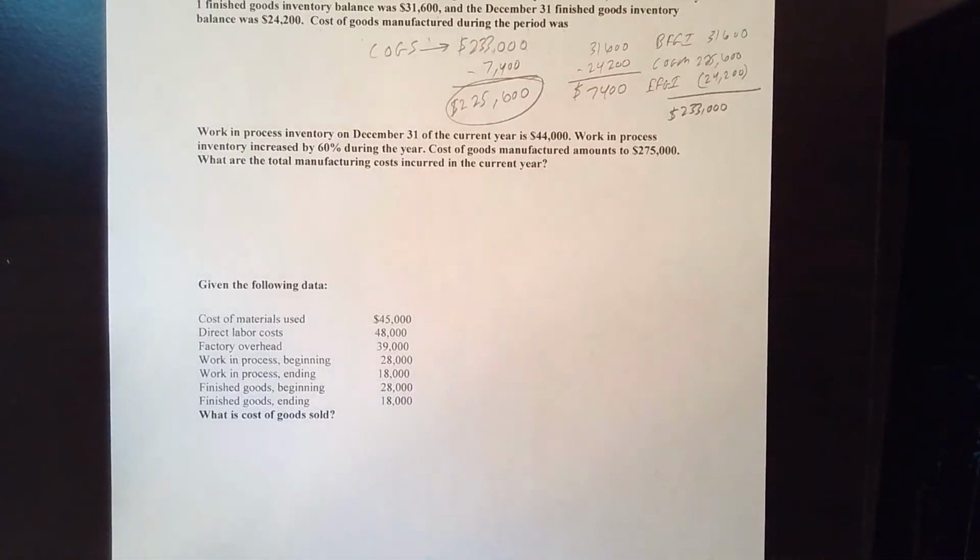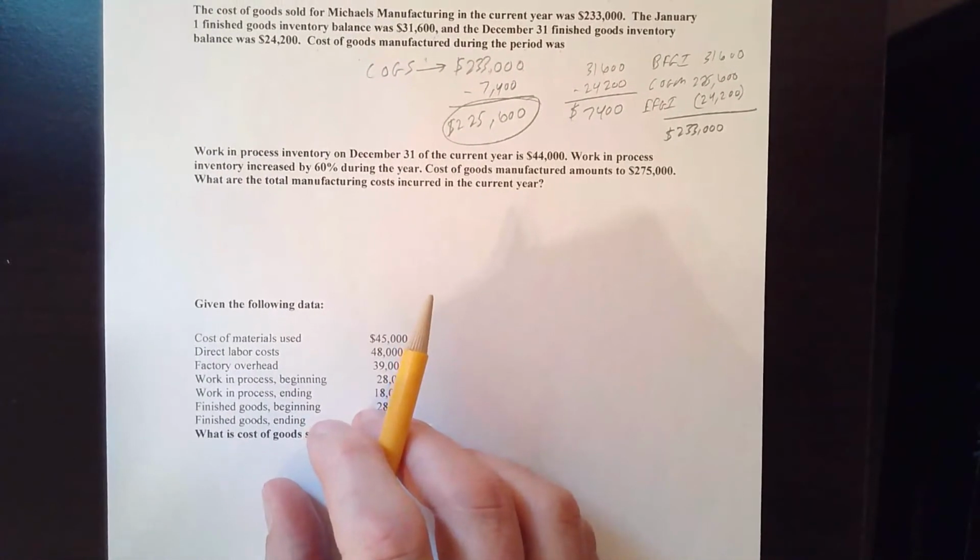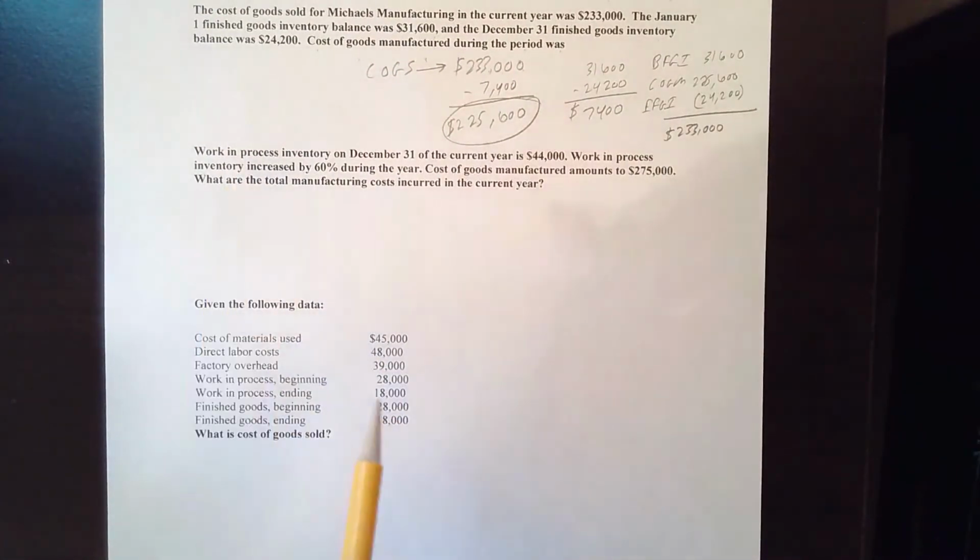All right, let's look at a few more calculation type questions related to our discussion of managerial accounting. All right, let's see what we have here. It says work in process inventory on December 31st of the current year is $44,000. Work in process inventory increased by 60% during the year.